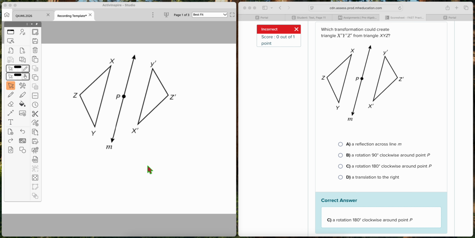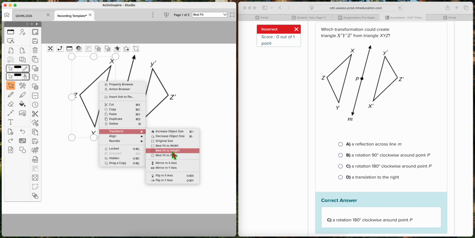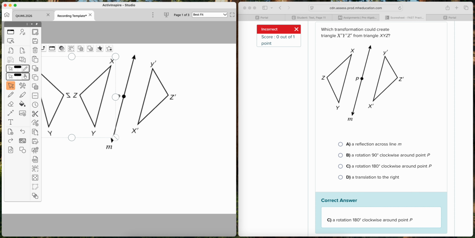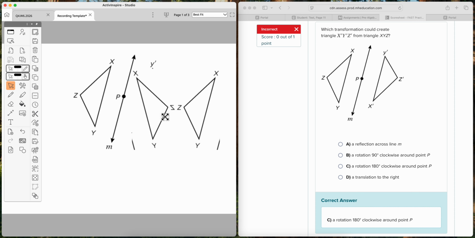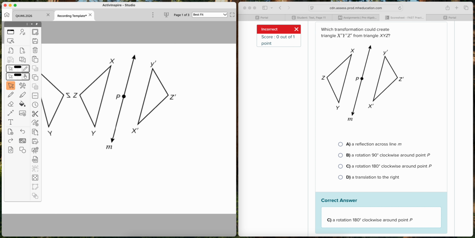But let's look at our options. So A says a reflection across line M, so that's a trick. Because if this really did reflect across line M, let me see if I can do that somehow. Reflect, transform, mirror in the y-axis, that will kind of work. That would result in that. That would be mirroring over, I know there's a lot of triangles, but just the left one. So that doesn't work.